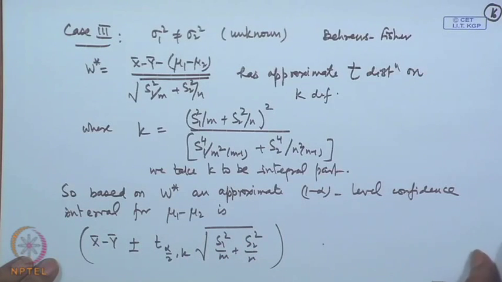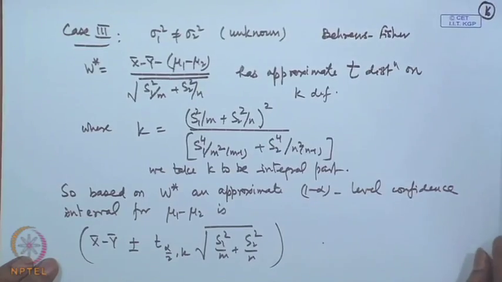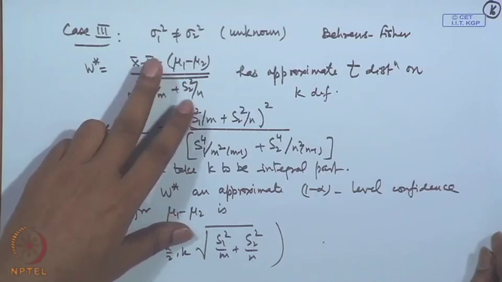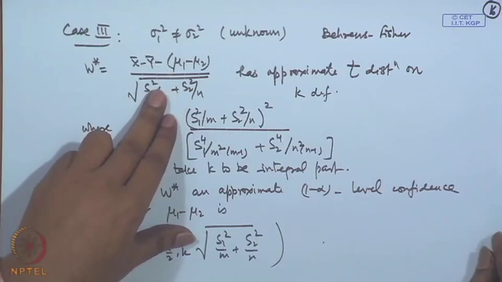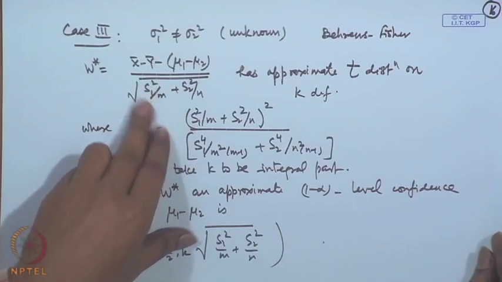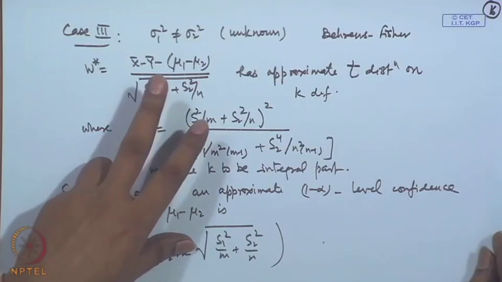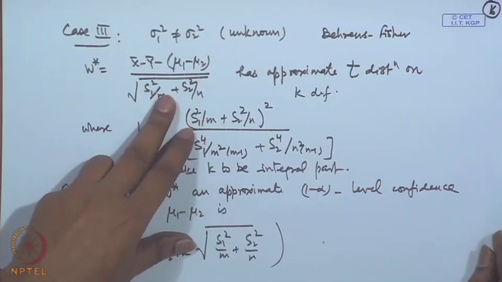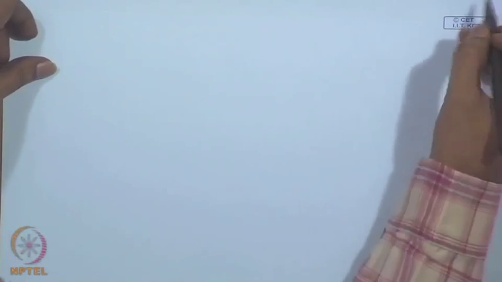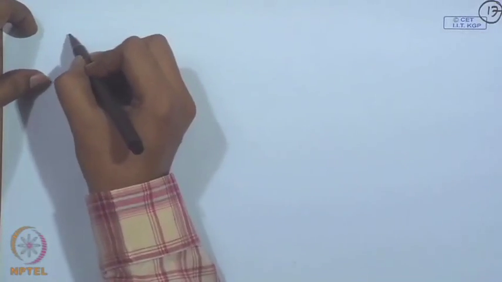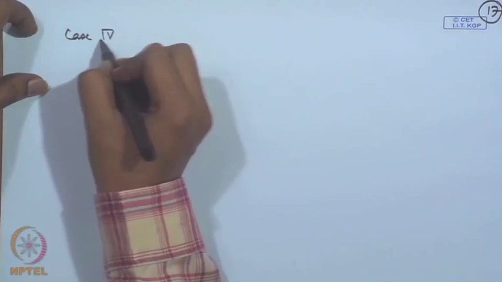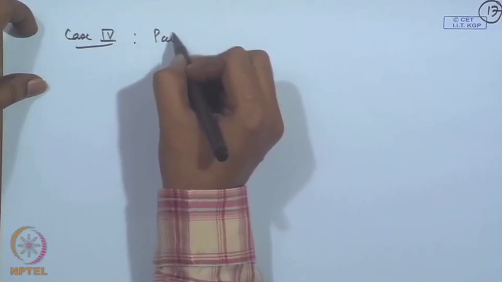Now, another interesting case is when the number of observations is the same and there is some sort of pairing. If there is a pairing here, then like in the paired test, we had considered the quantity x bar minus y bar divided by the standard deviation based on the variance of the differences. So, let me consider that situation also. Case 4, that is paired observations.